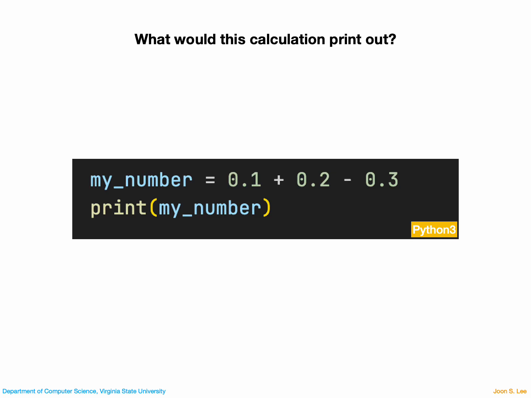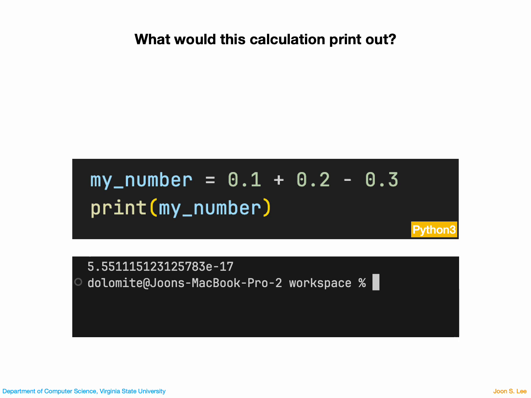What would this calculation print out? At first glance, you'd probably expect this to equal 0, but when you run this code in Python, the output is not exactly 0. Why does this happen? It's because of how computers store floating point numbers. Numbers like 0.1 or 0.2 cannot be represented exactly in binary. Instead, the computer stores an approximation. When you add and subtract these approximations, tiny rounding errors appear in the result.